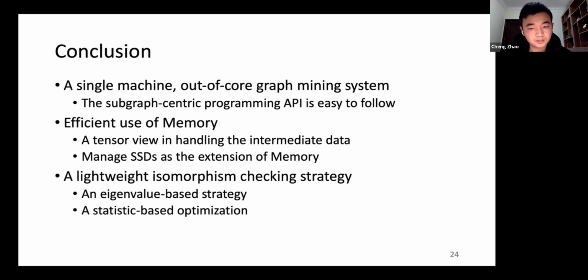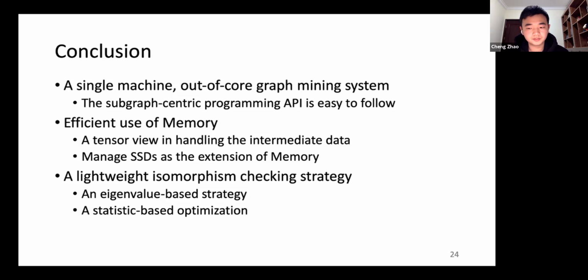As a conclusion, we built Kaleido, a single machine out-of-core graph mining system. Kaleido offers a subgraph-centric programming API. It's easy to follow. Kaleido uses memory efficiently. We propose a tensor view in handling the intermediate data and manage SSD as an extension of memory.